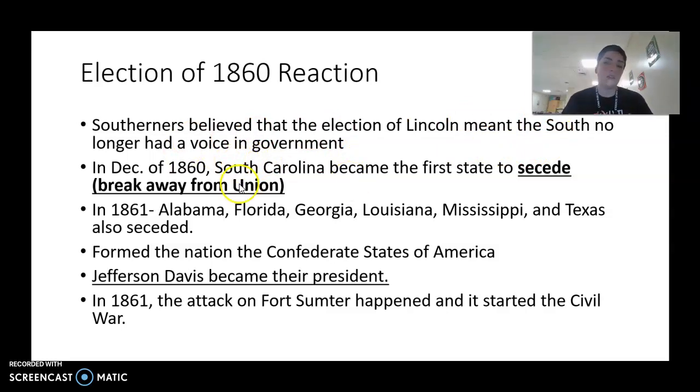In December of 1860, South Carolina became the first state to secede from the Union. In 1861, Alabama, Florida, Georgia, Louisiana, Mississippi, and Texas also seceded, and they formed the nation of the Confederate States of America. So they decided they wanted to create their own country, and they elected Jefferson Davis as their first president. In 1861, the attack on Fort Sumter happened, and it started the Civil War.